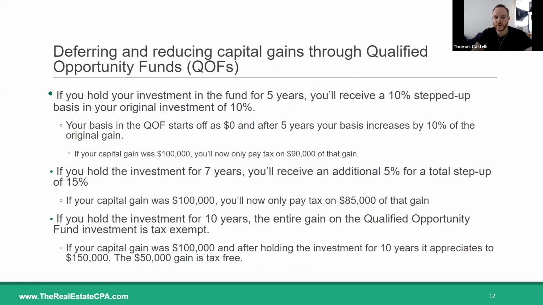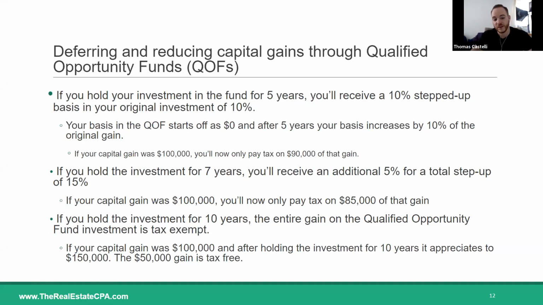So, what are the benefits? What are these benefits really? So if you hold your investment, in other words, the capital gain in the fund for 5 years, you will receive a 10% stepped up basis in your original investment. So what does that mean? Let's just say you took $100,000 and invested it into an opportunity fund. Your basis starts out with zero. But after 5 years, your basis increases 10%. So now you have a 10% basis, which means that your original capital gain was $100,000, but now you will only pay tax on $90,000 of that original gain.